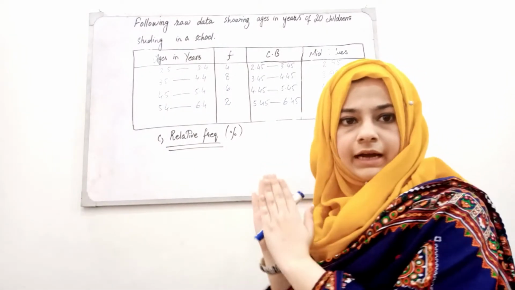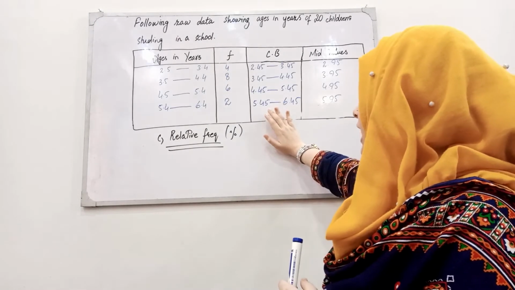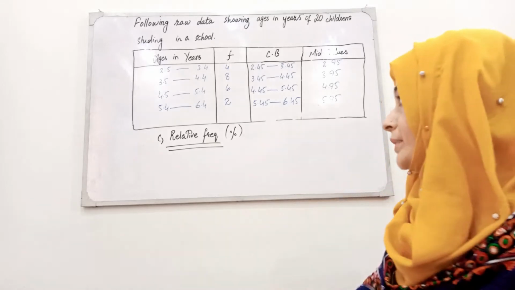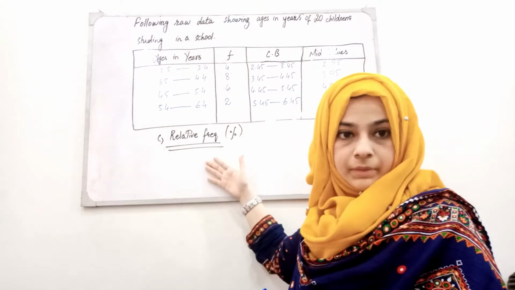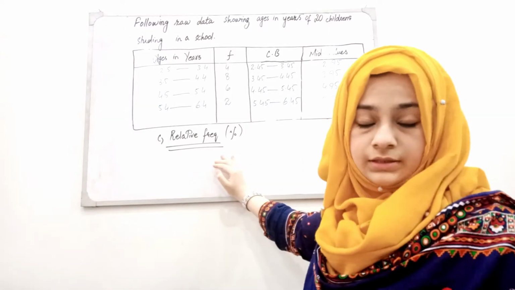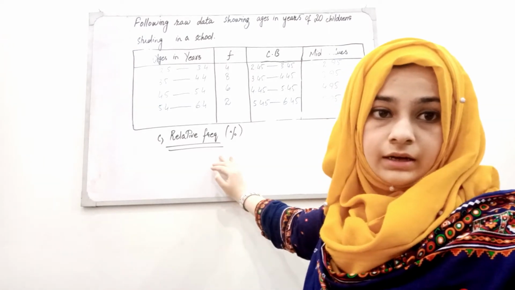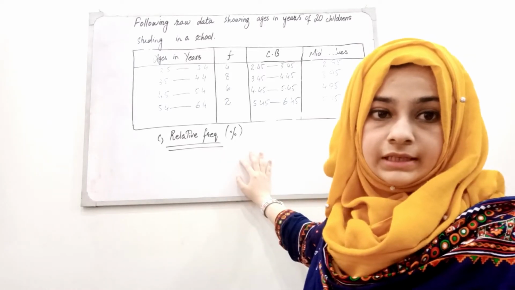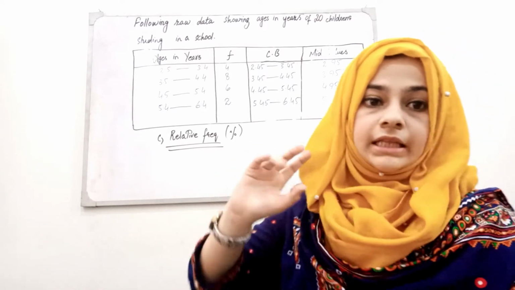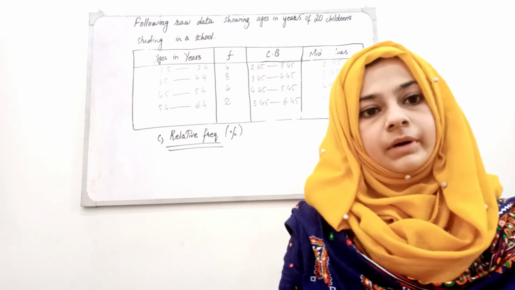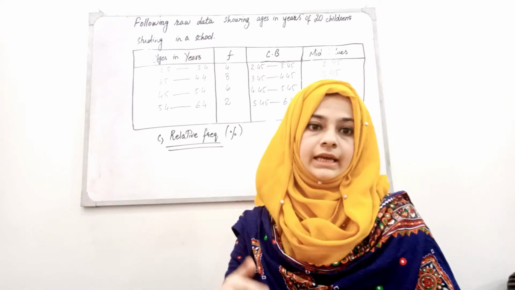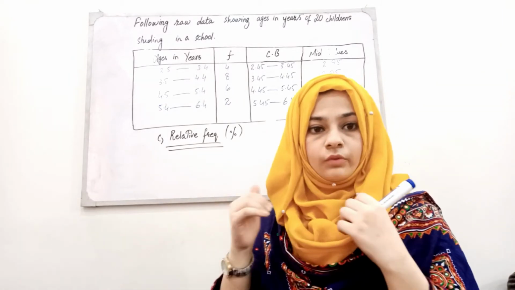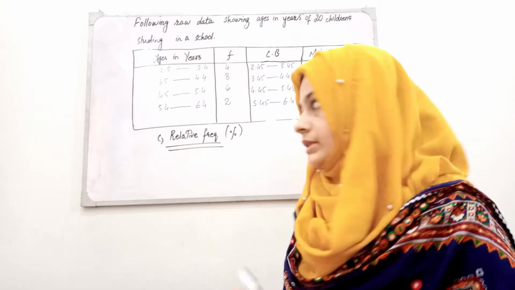So students, here I made the class boundary, and the mid value is also calculated by the formula. Now in the third section, the examiner says calculate the relative frequency. How do we calculate the relative frequency? In the form of a proportion: the absolute frequency divided by the total frequency and multiplied by 100. So we can get the relative frequency.